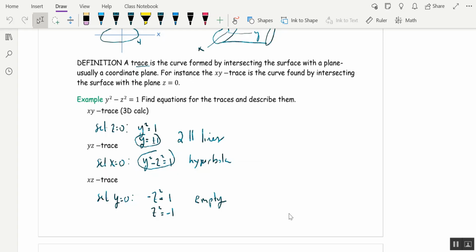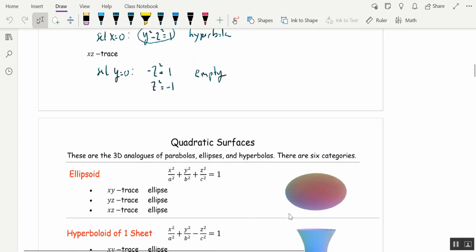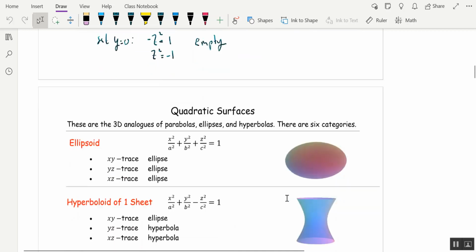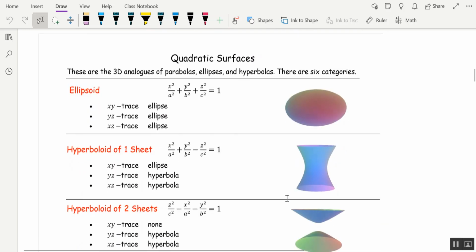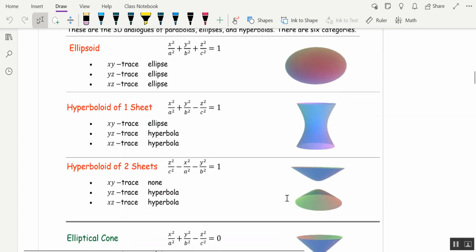Okay, now let's talk about the quadratic surfaces. These are the 3D analogs of the conic sections in R2. And there are 6 quadratic surfaces. You don't have to memorize them, but it is helpful to be familiar with each of the equations. And I've color-coded them in terms of groups.